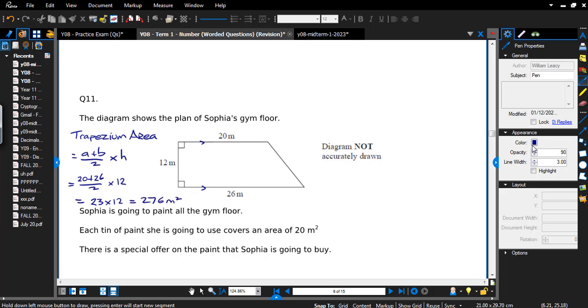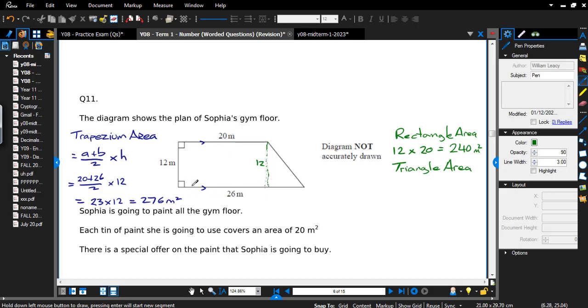Now, if you didn't know that formula, you could still do this. You could split it up into a rectangle and a triangle. So this rectangle is 12 times 20, which equals 240 meters squared. Now the triangle area. Let's keep it consistent. Triangle area. Well, what is it? The height is 12. What's that distance? Well, we know here to here is 20.